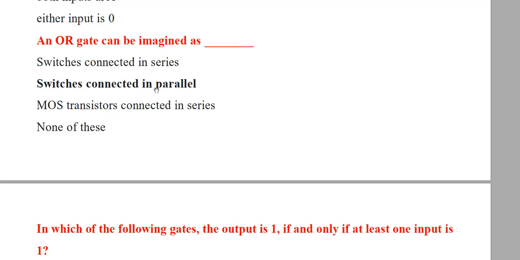In a similar manner, can you imagine for an AND gate? Can you solve it for the AND gate? If you solve it for the AND gate, then the correct answer is switches connected in series. Yes, the switches connected in series. Why is it switches connected in series for AND gate? Because for AND gate 1 1 is 1, otherwise it is 0. Yes, you can imagine the same.